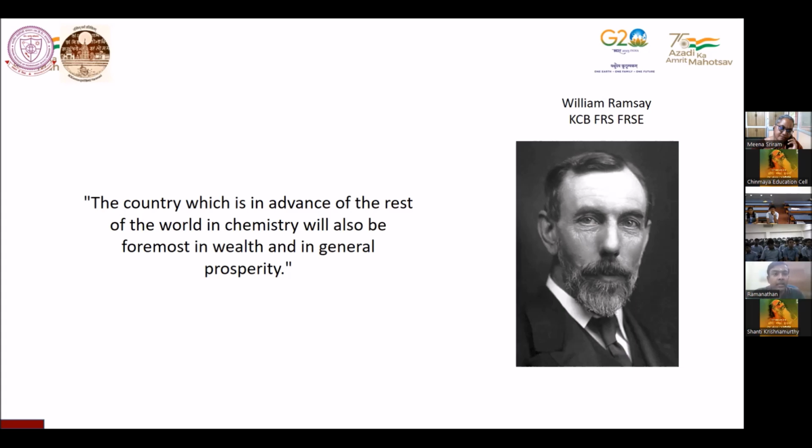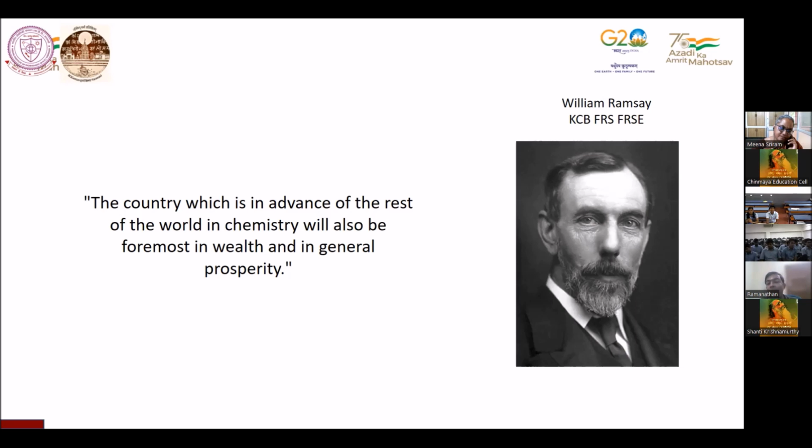And I quote him: "The country which is in advance of the rest of the world in chemistry will also be foremost in wealth and in general prosperity." So keep this in mind. His opinion, his statement, is that the country which is in advance in chemistry will also lead the world in terms of material prosperity.